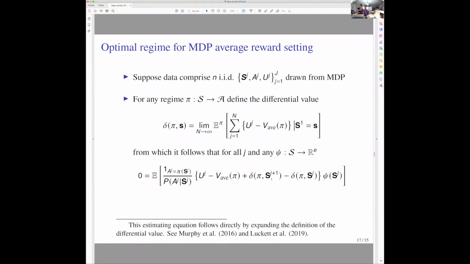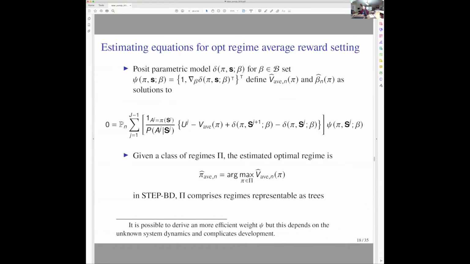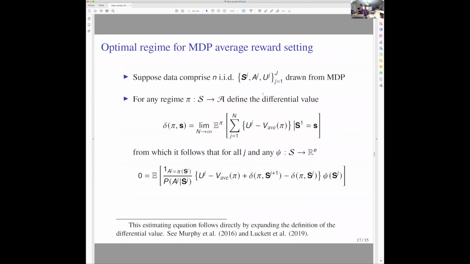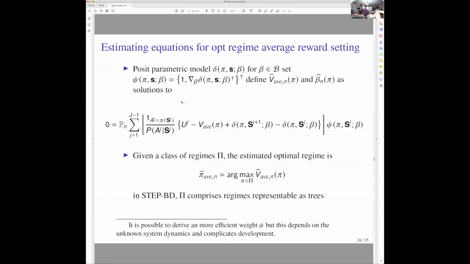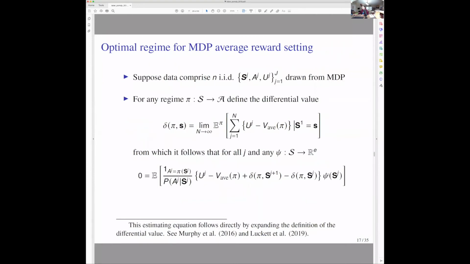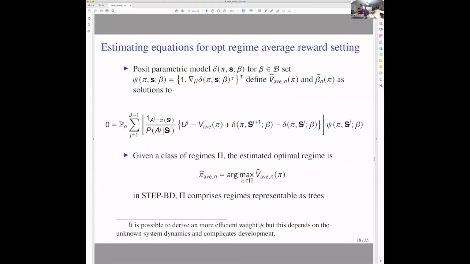Once we have this, it's just a matter of replacing this expectation with an average over the data, which is what I'll show you here. You posit some kind of parametric model for the differential value. This comes from Murphy et al. and Luckett et al., if you want to get into the details of the estimating equation. I'm not going to go into the derivations, but this is exactly what this is based on. So you posit parametric models, say delta pi of s, beta, indexed by some parameters beta. Here we're focusing on parametric models, though there's also work with non-parametric models. Then we set our function psi to be 1, corresponding to the term for the average value, and then the gradient of this model with respect to beta, and define v hat of pi and beta hat as solutions to this equation.